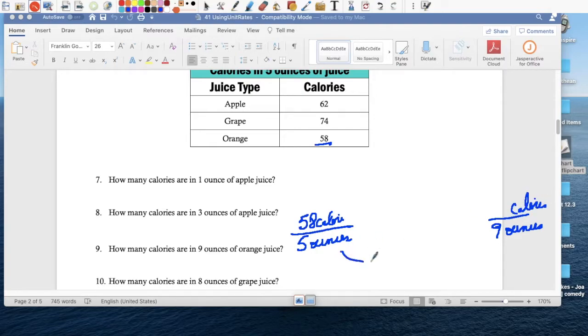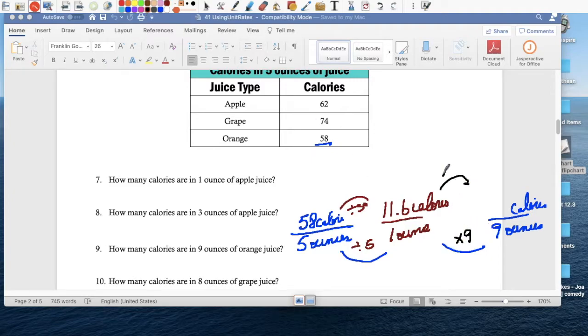So we gotta go from here and then to here. So let's find the unit rate. 1 ounce el jugo de naranja. Divide by 5. And 58 divided by 5 is 11.6 calories. Sorry. So now what do we do? From here to here, times 9.